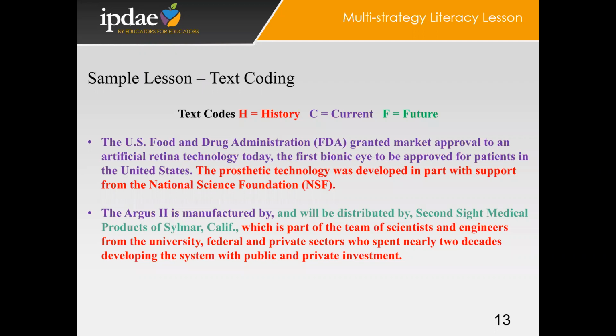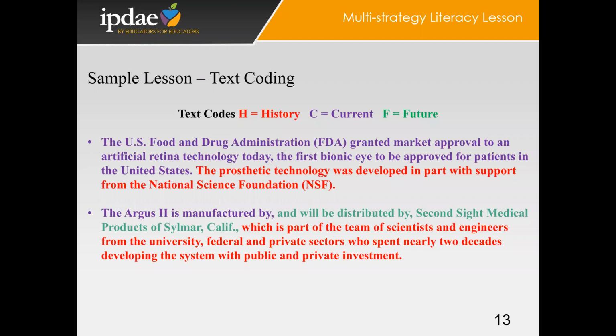Okay, the next paragraph: the Argus 2 is manufactured by, it's saying it is manufactured by them currently. So I'm going to mark that as current, and will be distributed by Second Sight Medical Products of Sylmar, California. So will be distributed. They haven't started distributing yet when this was written. So that is future, and I'm coding that as future. And again, it's in green because I'm saying it will be distributed by. That hasn't happened yet. It's going to happen in the future.